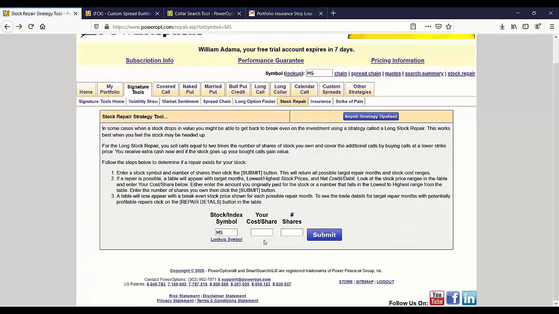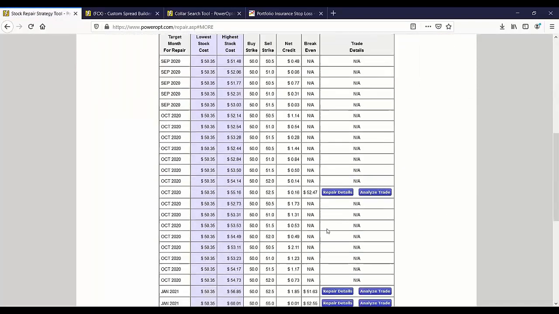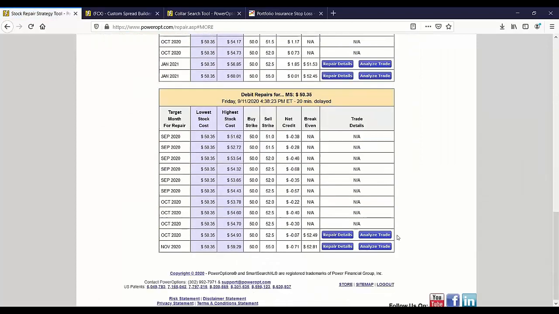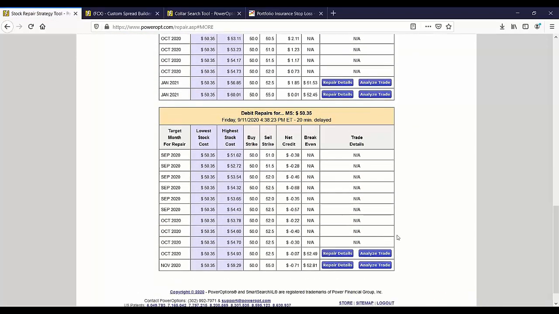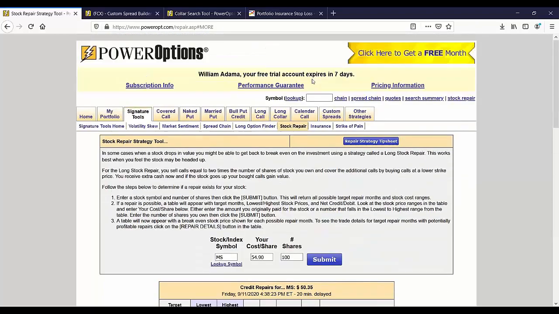So the stock repair tool, again, helps you build a ratio call spread to help you get back to break even faster. And let's say my cost basis was 55.10, just throwing it out there. Might work with that spread that we saw, 3 points. Okay. 50 to 53.5 didn't come up. Okay, so let me lower my price range here. Well, it's not showing me the spread that I want. No, that's a 52.5. I'm sorry. I'm just going to go ahead and build a custom spread.